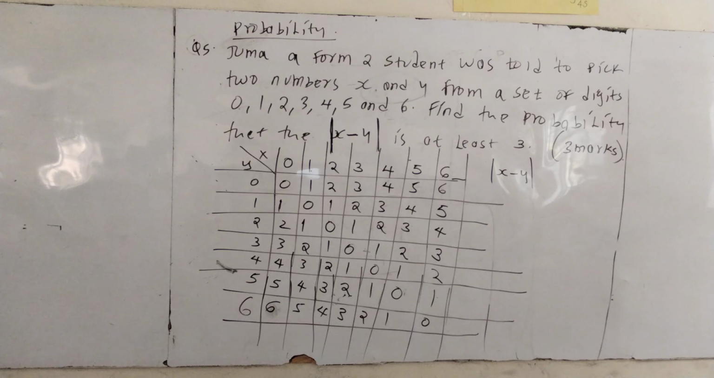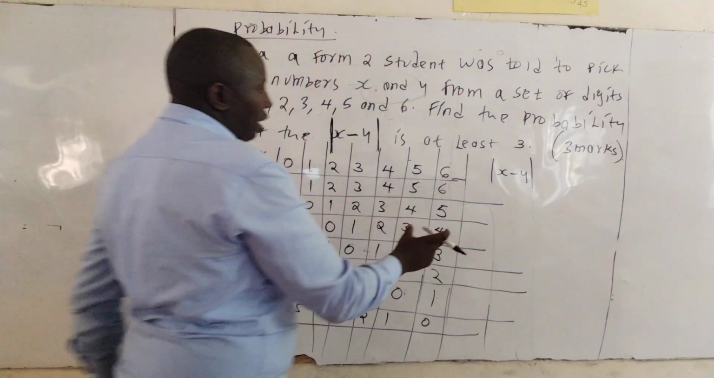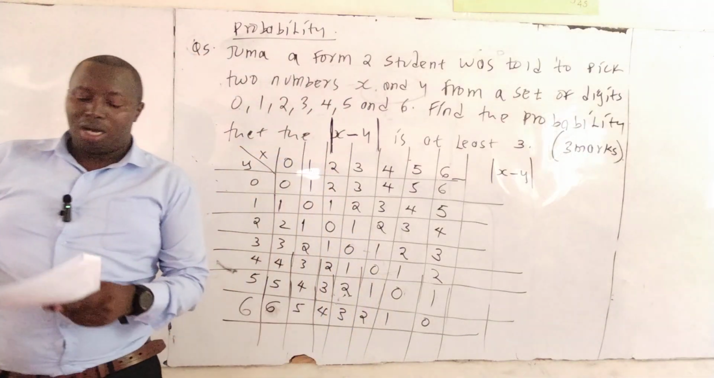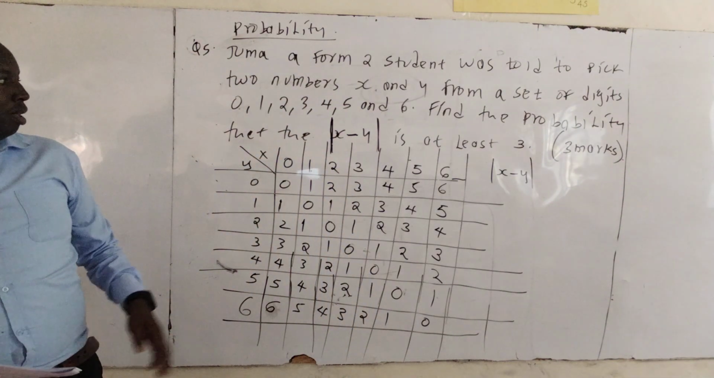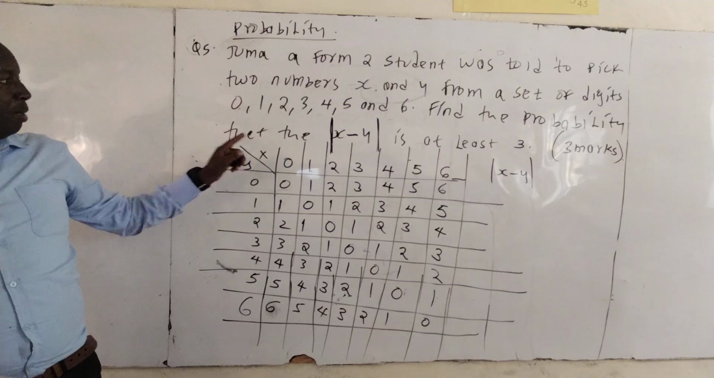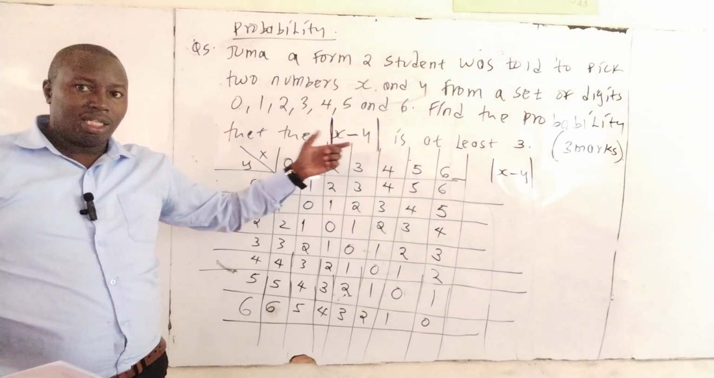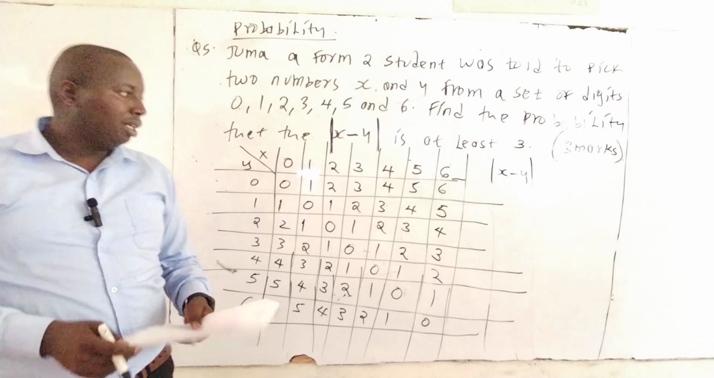Yeah, so that's the one that you call the probability space. So when you see |x minus y|, it means you take the absolute values, that is all the values as positive. So go to the question. Find the probability that |x minus y|, this difference here, is at least 3.